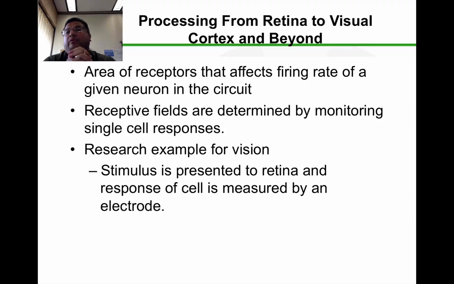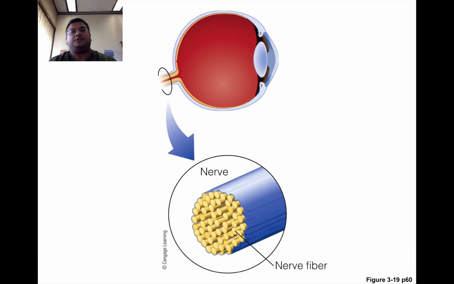Okay, and the way we find receptive fields is simply to stimulate a little spot on the eye or on the skin or wherever, and then look and find which nerve is being stimulated by that stimulus. So what we do in vision is we just present a very tiny dot to the retina, and then search for the nerve fiber that is responsible for carrying the signal from the retina to the back of the brain. So here's an example, right?